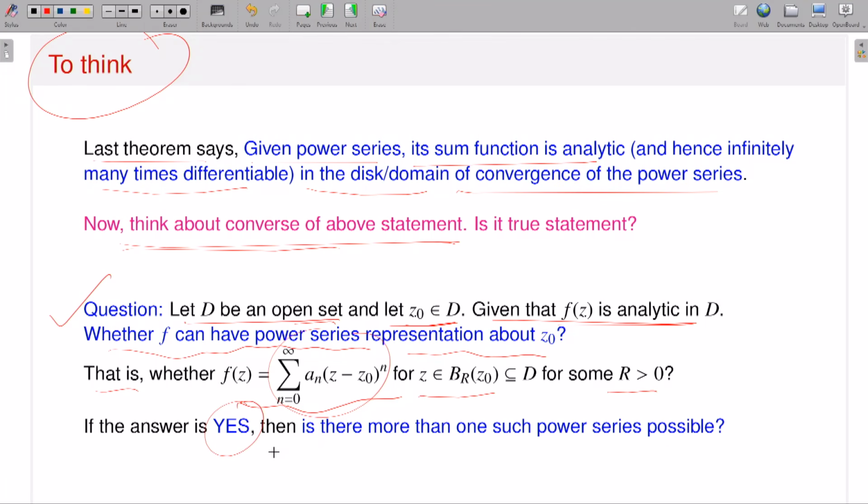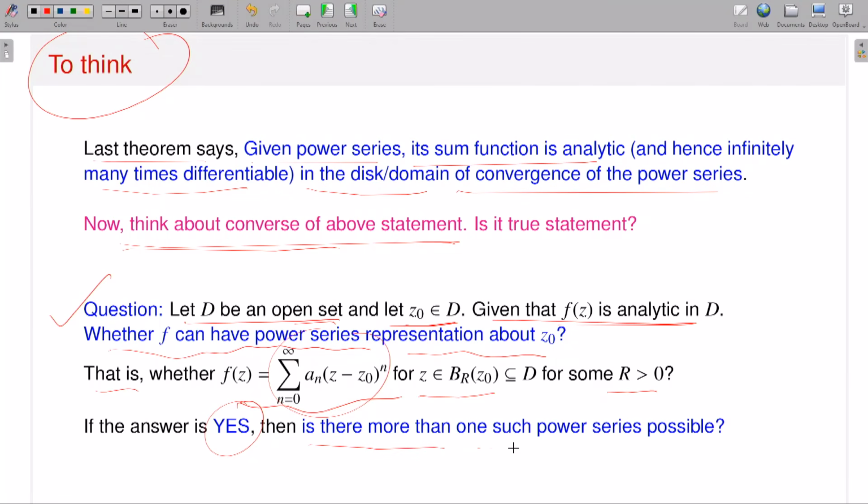And if it is so, suppose you can write it, then the question is, can I have another power series? That means, is there more than one such power series possible? Can I have a unique power series representation, or more than one? So the answer is yes, you can have the power series representation around the point z0. Moreover, it is unique. So if my function f is analytic in a domain D, and I take a point z0 inside D, then I will have a power series expansion of my function around the point z0, and it is unique. That is what is called Taylor's theorem. So maybe I will come to that in my next lecture. That means the converse of this earlier theorem is the Taylor's theorem.